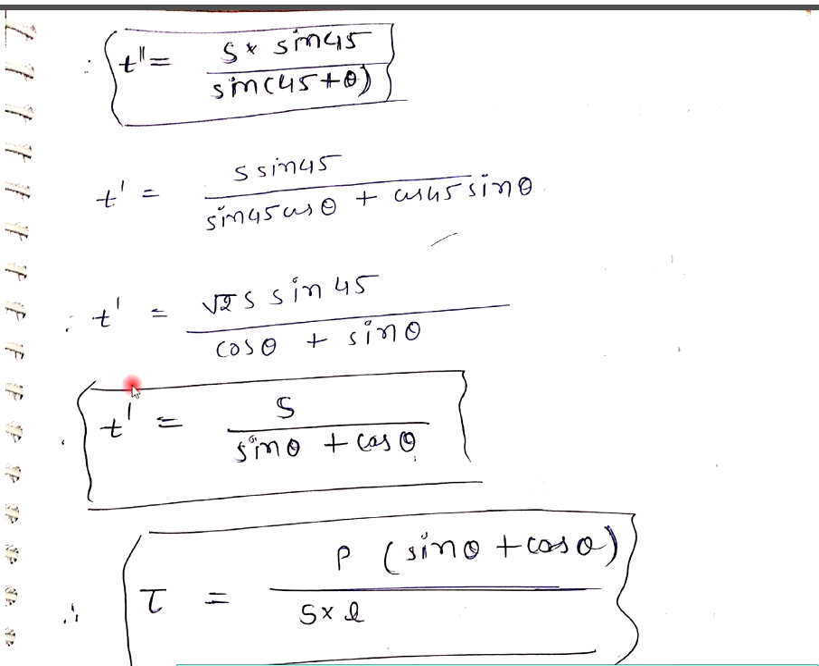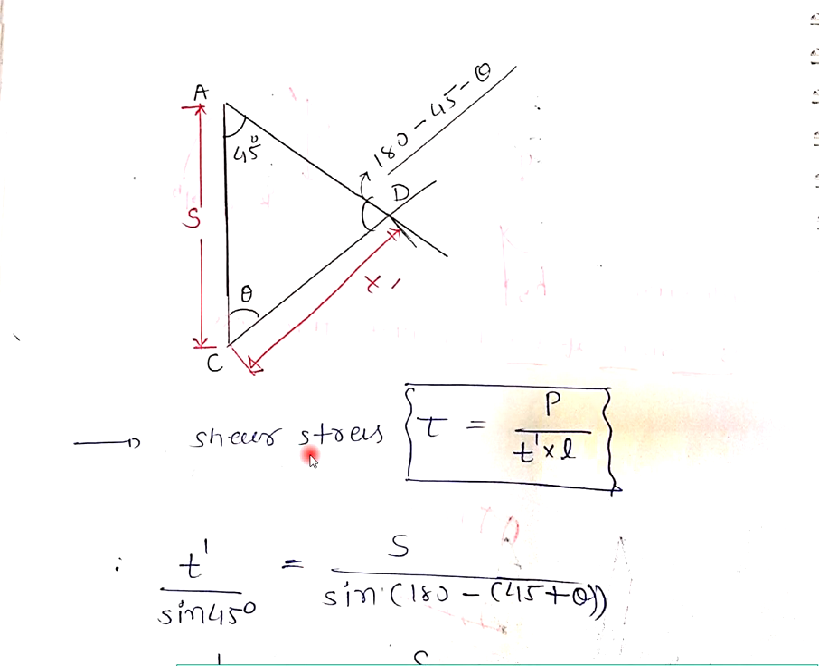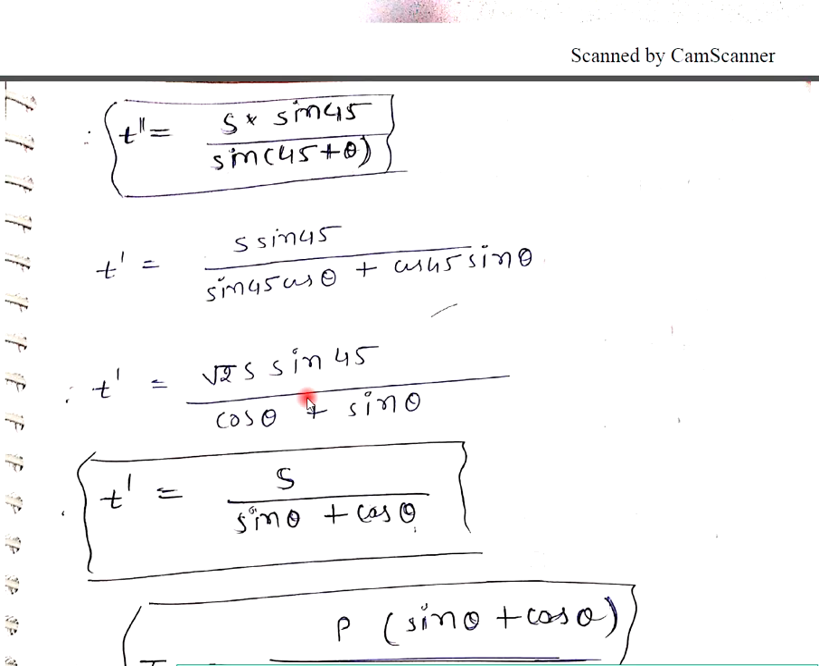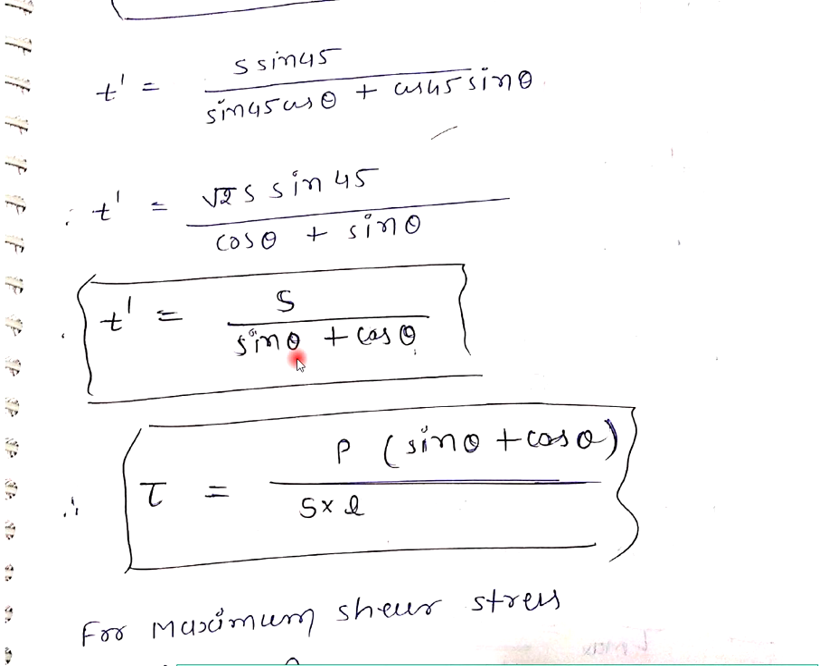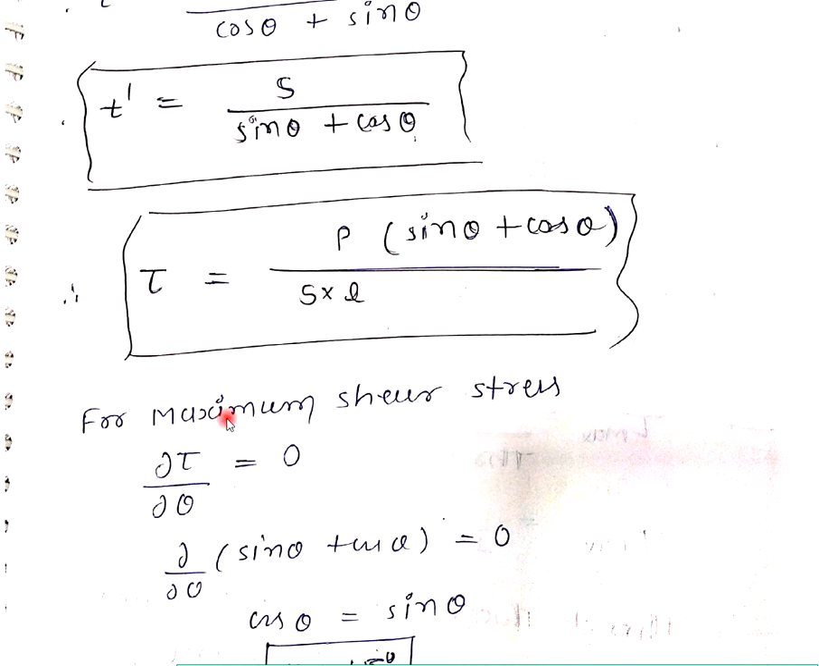So your throat thickness depends on this angle theta. Which angle? That will be this angle. This throat thickness depends on this angle theta. So we can say shear stress tau is equal to P upon, if you put the throat thickness, S L upon sine theta plus cos theta. But we have to find out the maximum shear stress.